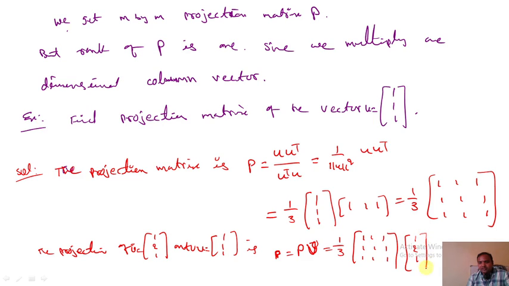Now multiply this. What will we get? 1 by 3 into 1 plus 2 plus 1, which is 4, so we get 4 by 3 into 1 1 1. You get the same projection using the direct procedure or using the projection matrix. The projection equals the projection matrix into the vector you are projecting.